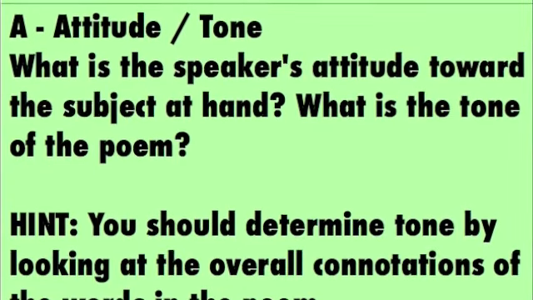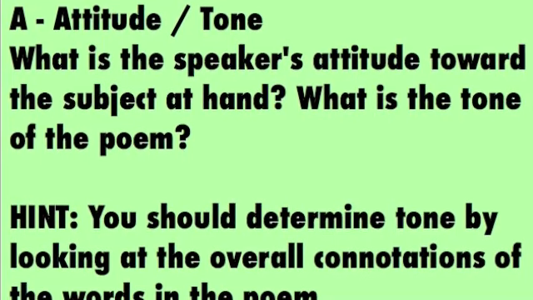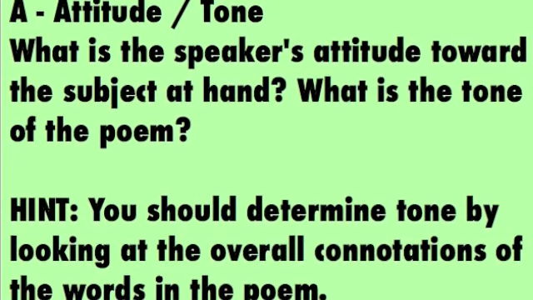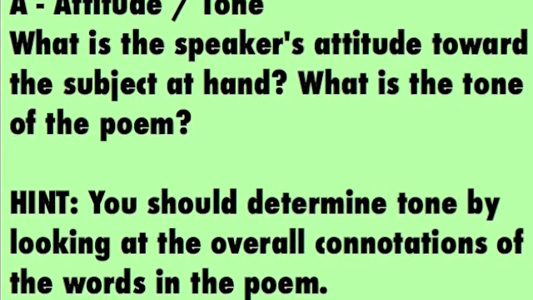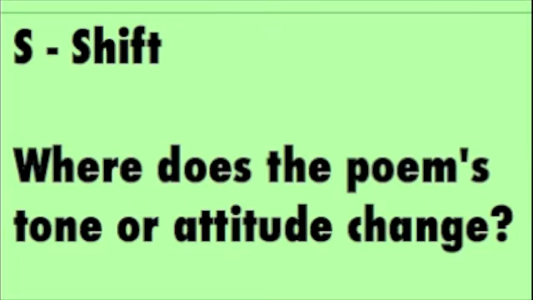After connotation, attitude and tone. Attitude and tone is the speaker's attitude toward the subject at hand. And the attitude or tone needs to be determined by the words and ideas and concepts you touched on in connotation. The tone or attitude will then shift at some point in the poem.